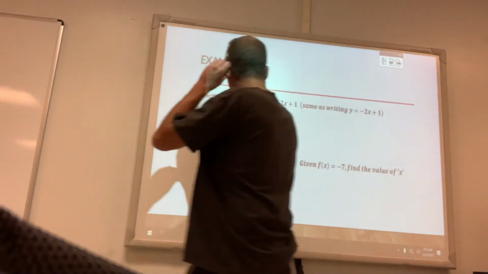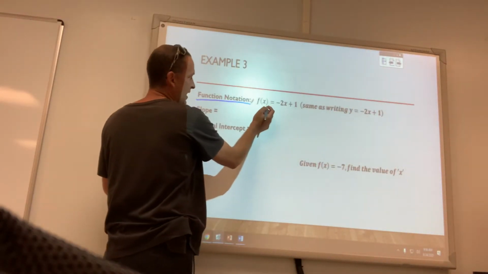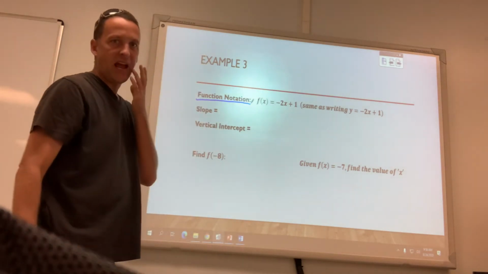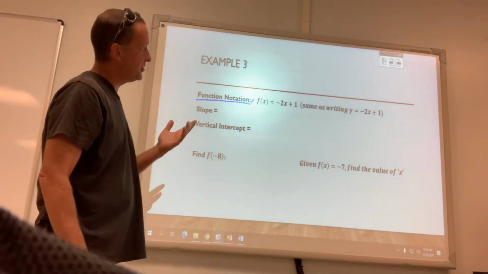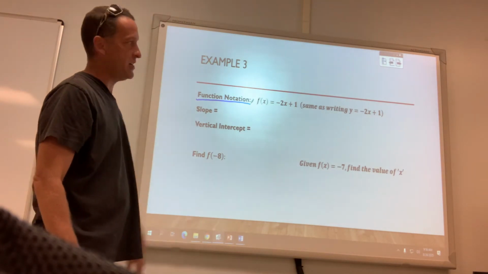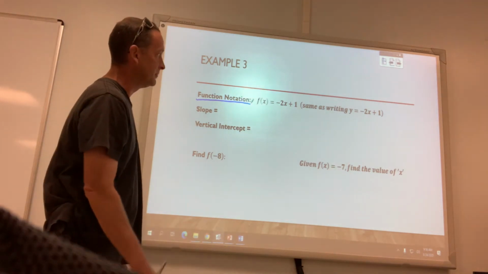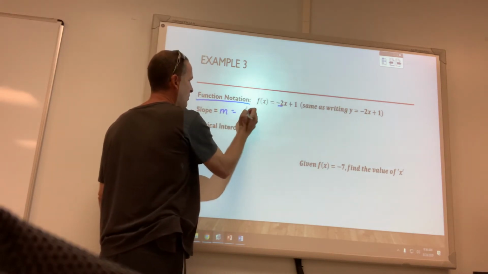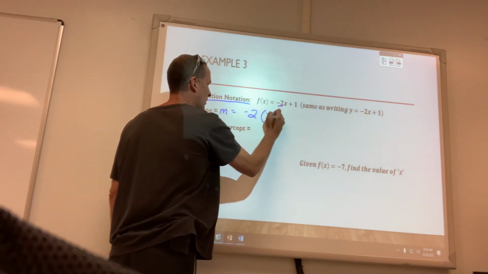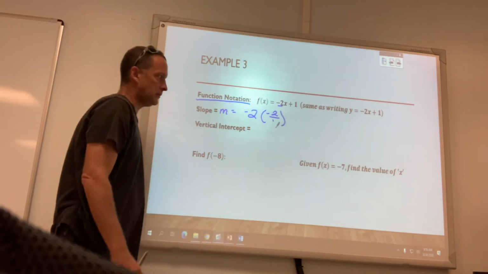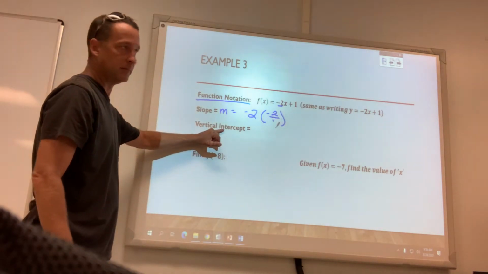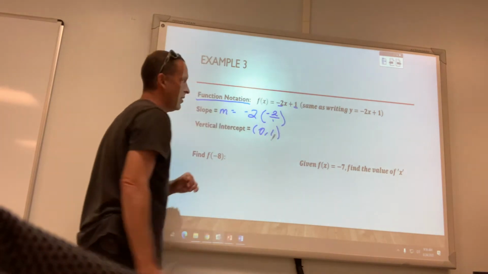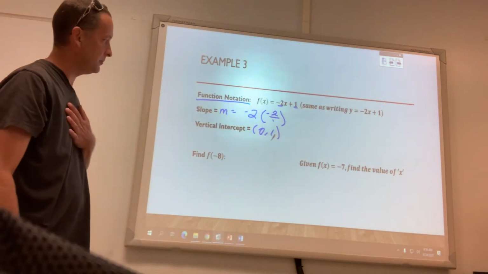They use what's called function notation. So instead of saying y equals -2x plus 1, they're going to say f of x, which is the same as saying y equals, it's just written in function notation. So if I ask for the slope, I can see the slope right there. The slope is -2 or -2/1. My vertical intercept, that's simply right here. My vertical intercept would be at 0, 1. That's the same as asking for the y-intercept.